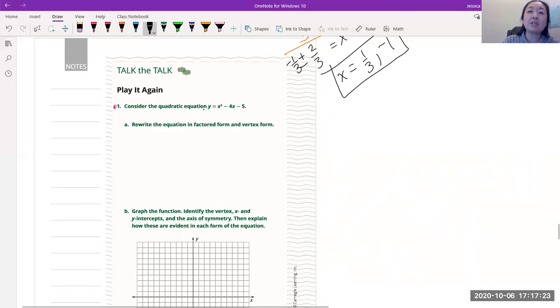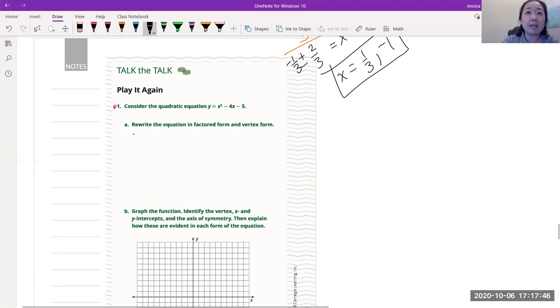So consider the quadratic equation y equals x squared minus 4x minus 5. Rewrite the equation in factored form and vertex form. So we're gonna do it in 2. We already know that if this is telling us to write in factored form, it should be factorable. And then we're also going to write in vertex form. So we're going to combine all the things that we've learned. This is a great question.